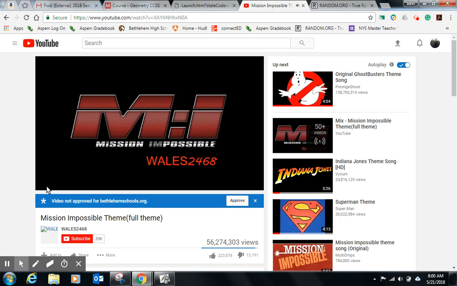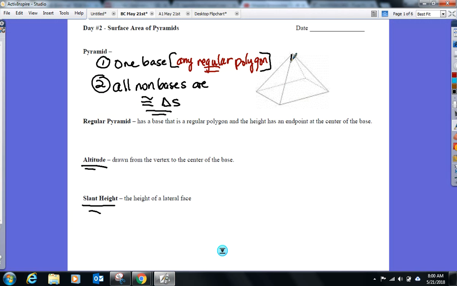So again, you're at the top, you drop your rope down, and slide all the way down to the middle of the base. That is the height of the pyramid. Inside, drawn right to the bottom, that's the height. That's your altitude. Coincidentally, I'm going to call it the Mission Impossible height.